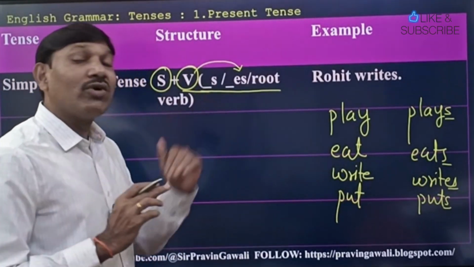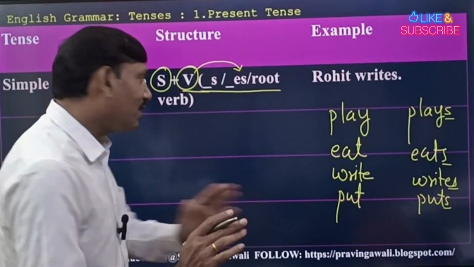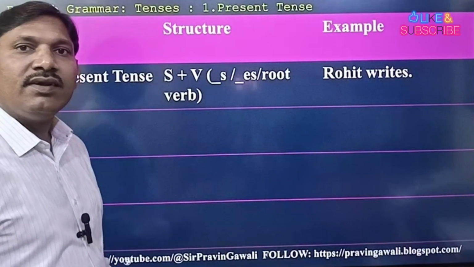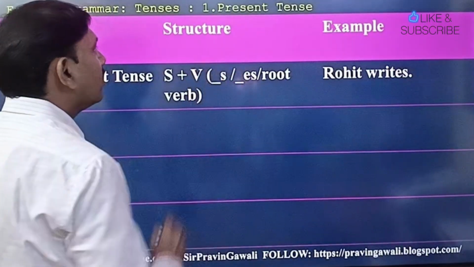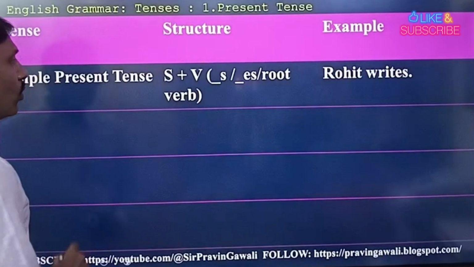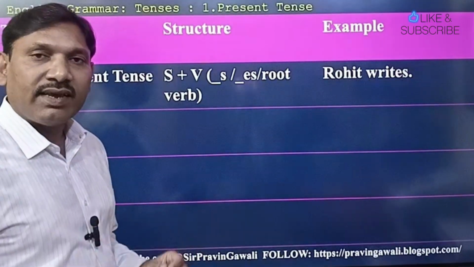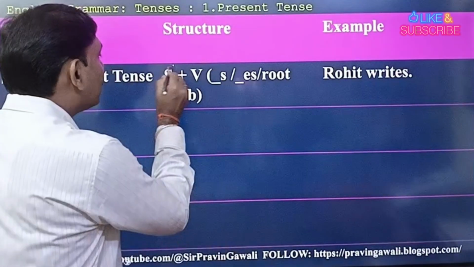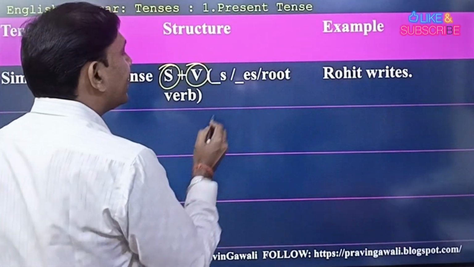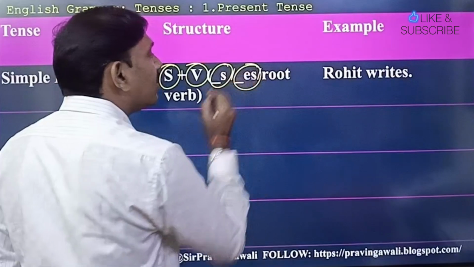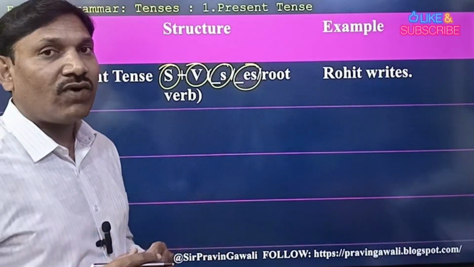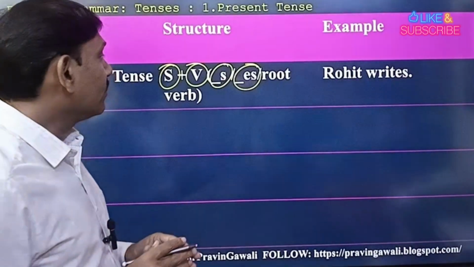Understood, sir? So it is very important to understand here in simple present tense. Don't forget it, students. Okay. So dear students, here we have studied the structure of simple present tense. Just now, as I told you, in simple present tense the structure of the sentence will be subject plus verb, and the verb will take s, otherwise es form. It means the root verb will take s or es form. Okay, students, so let's try to understand furthermore.